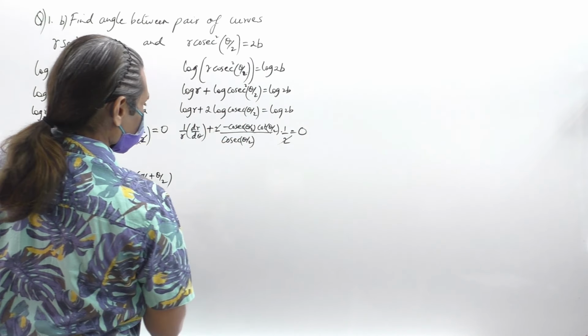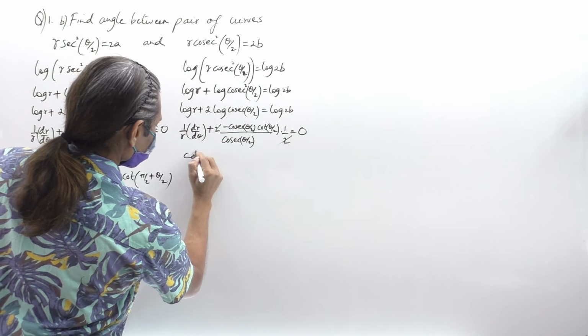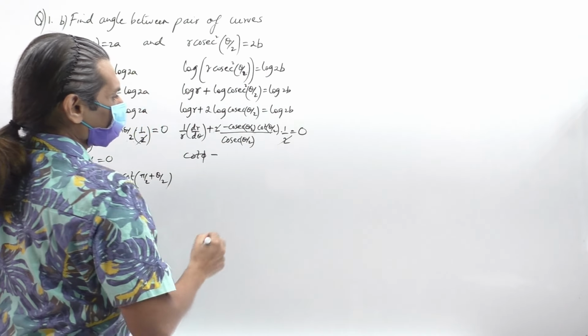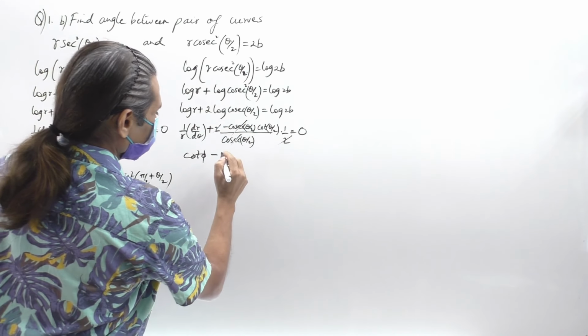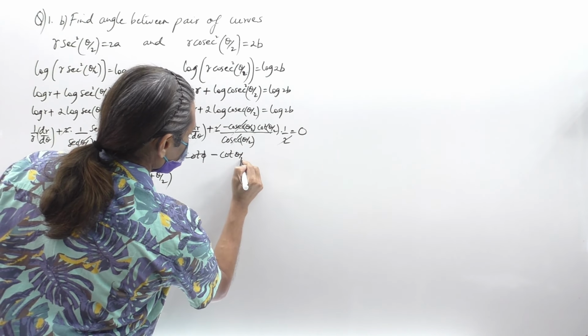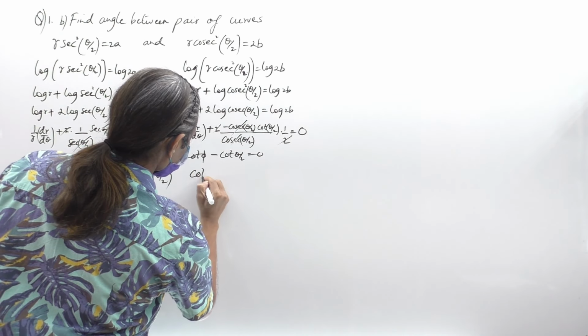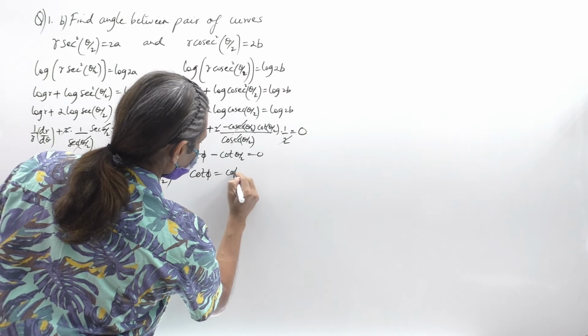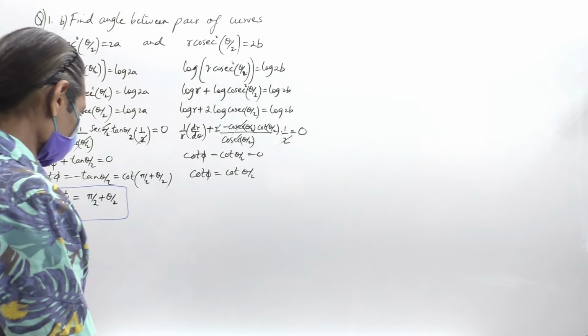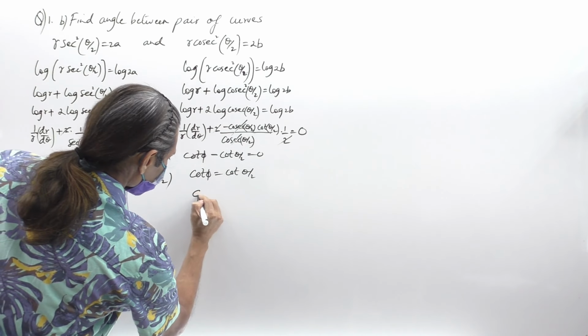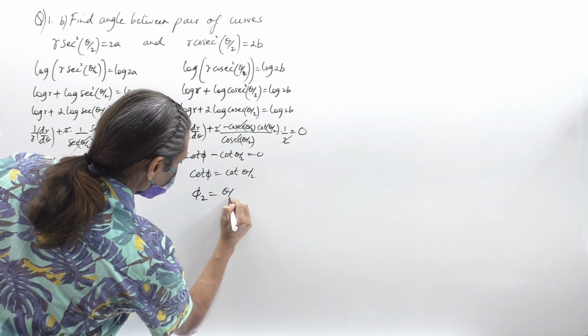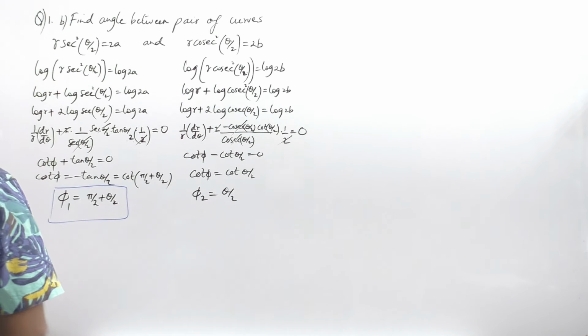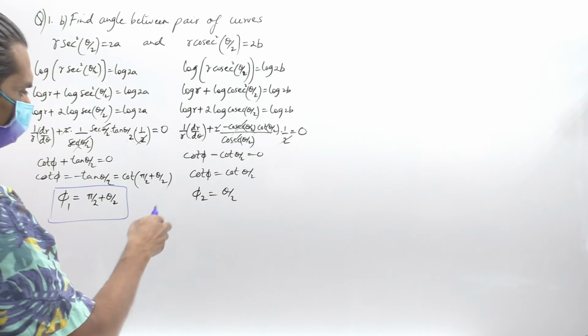Now here again 2 cancels, so this is cot phi minus cot of theta by 2 is equal to 0. So that implies cot phi is equal to cot of theta by 2, simple one. So here both cot cancel, so I have one more angle, phi 2 is equal to theta by 2. This is one more angle I have here, phi 2 is equal to theta by 2.